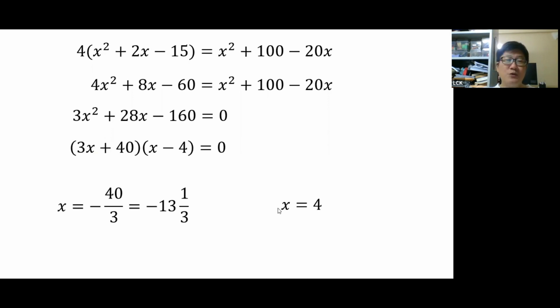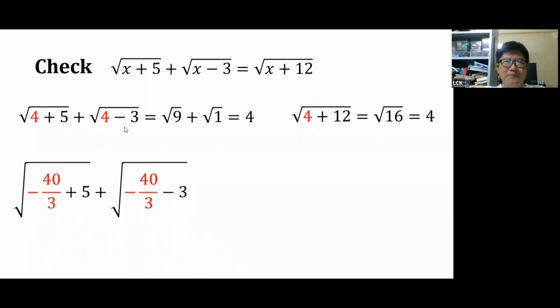These are your solutions, which you have to test. Remember, you have to test. So when you test x equals to 4, it checks out. When you bring 4 in here, you get a square root of 9, plus square root of 1, 3 plus 1 is 4. This is for the left side, and when you do the same thing for your right side, you put 4 in, 4 plus 12 is square root of 16, square root of 16 equals to 4. So 4 on the left, 4 on the right. x equals to 4 is definitely one of your solutions.